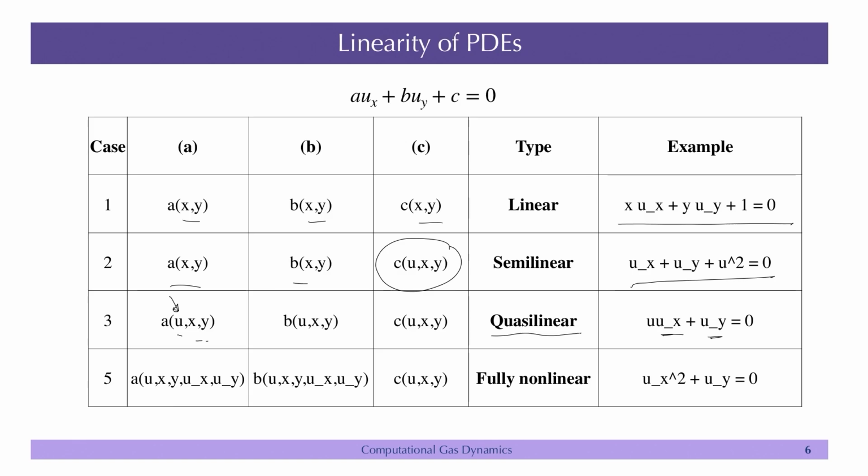Okay. In the case of fully nonlinear, you have basically u x and u y, so their derivatives may also be present. For example, here in this case u x square plus u y. So, the highest order term itself has a degree more than 1, or it can be, let us say, u x u y, right. So, it is not only depending on u, but their derivatives also.